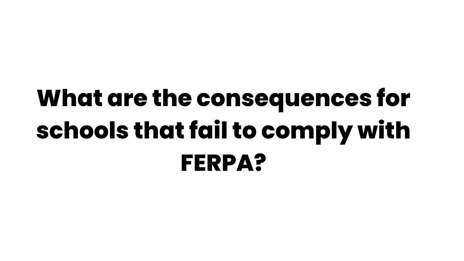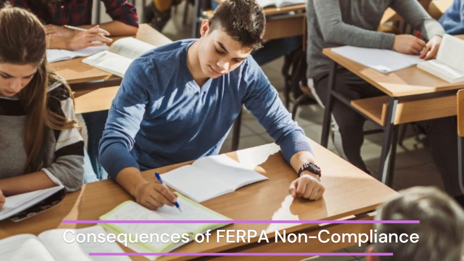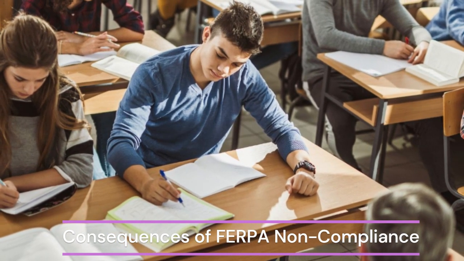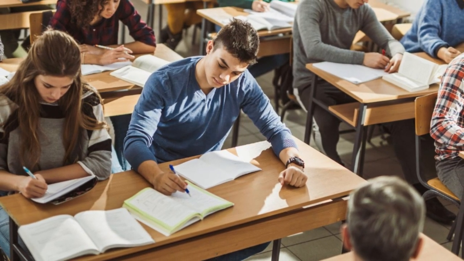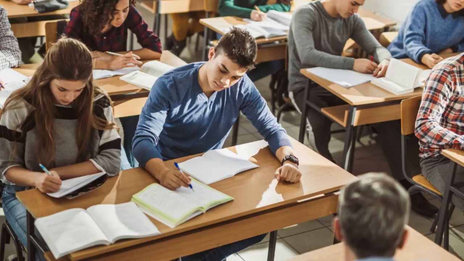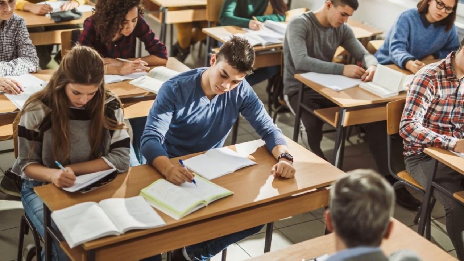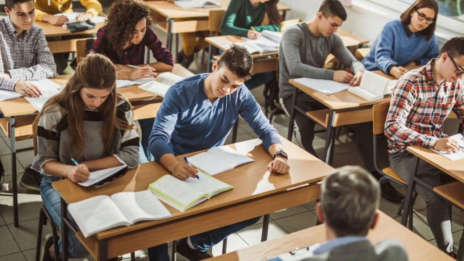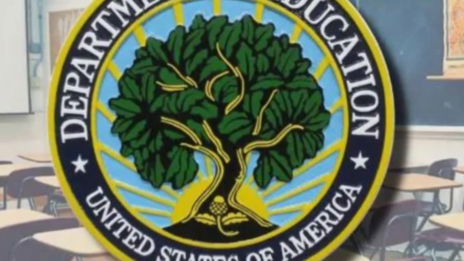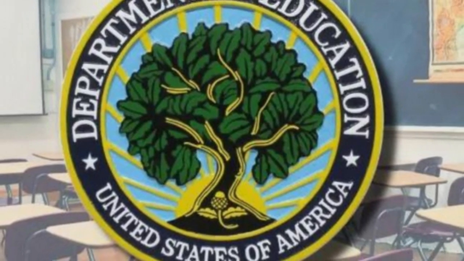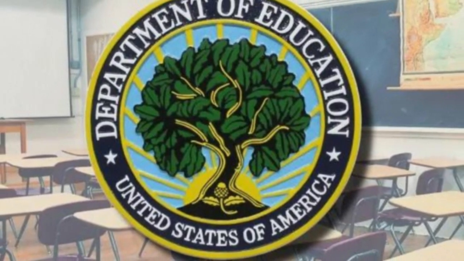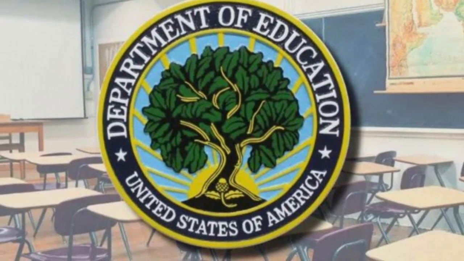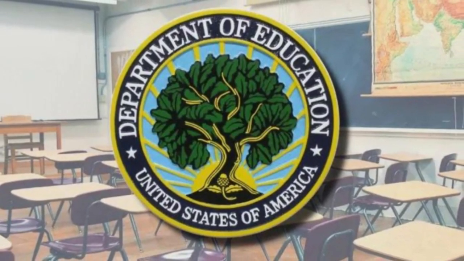What are the consequences for schools that fail to comply with FERPA? Schools failing to comply with FERPA risk consequences, primarily federal funding withholding. The Family Policy Compliance Office, FPCO, in the U.S. Department of Education enforces FERPA, investigating complaints and mandating corrections. Non-compliance may result in further Department of Education actions, including fund withholding. Legal challenges and reputational damage are also possible outcomes of non-compliance.